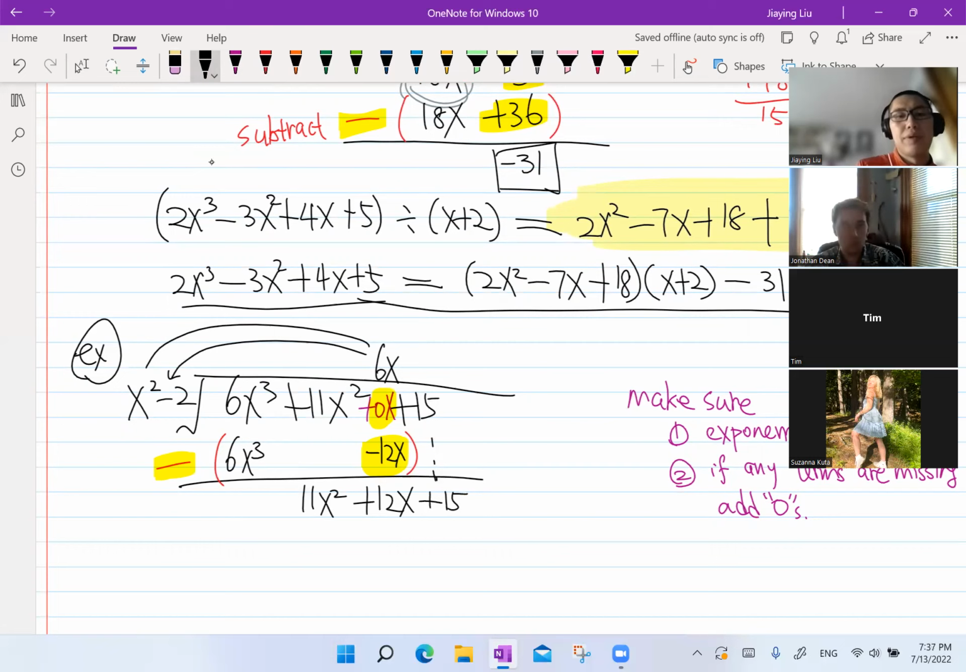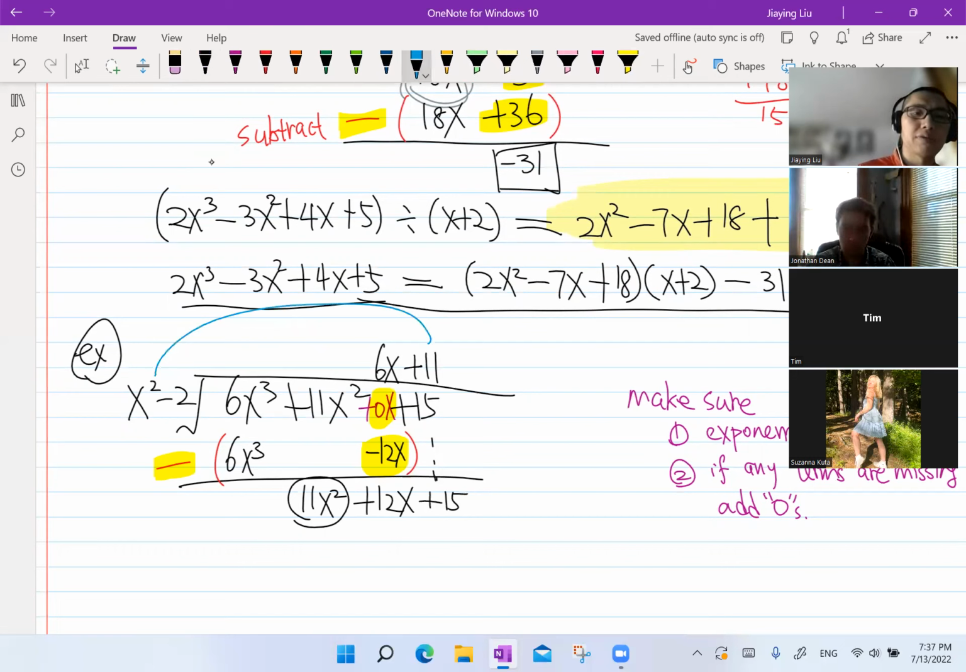The second step is we try to get rid of the first term in this part, which is 11x squared. So I need to multiply x squared by something to give me 11x squared. So that means I'm going to multiply by 11. So plus 11. And if I take 11, now I'm going to multiply with x squared. So 11 times x squared, that's 11x squared. And then 11 times -2, that's going to be -22. So I'm going to put it below 15, -22. And again, just like before, I need to subtract this.